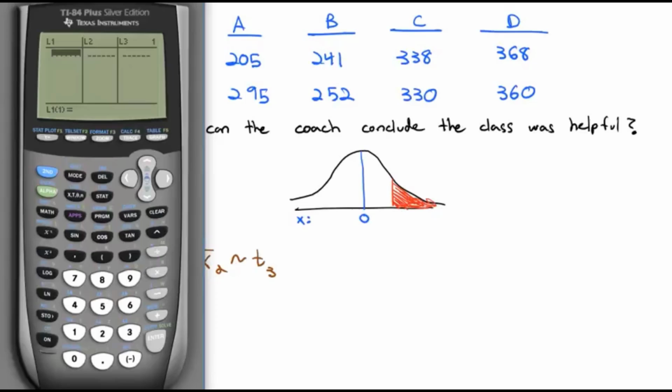The first list is for the before data, so we'll enter in our data: 205, 241, 338, and 368. The second list is our after data. Make sure they're entered in the same order: 295, 252, 330, and 360.